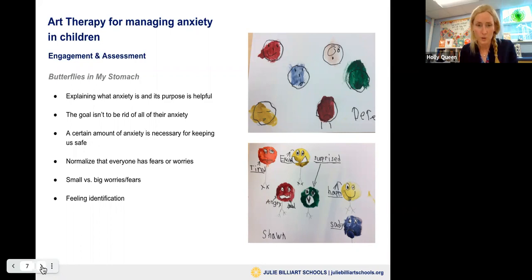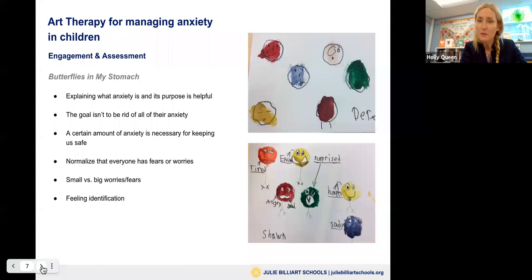We could do this with feelings identification, and I'll let Diane talk about this artwork. You could do it with butterflies, which I've seen, where you have them pre-cut out or have the child draw them based on whether this is a small fear or small worry, or is it bigger? And even having a list of fears or worries for the child to choose from. They may not be able to put it into words. And then, did you want to talk about the artwork?